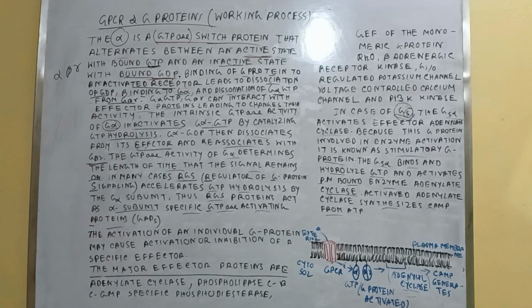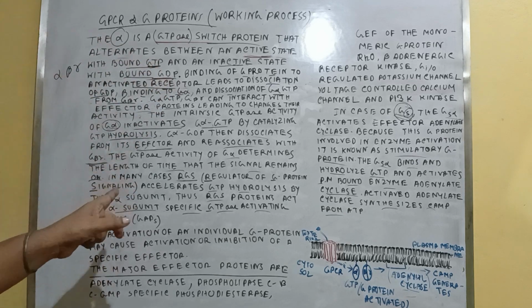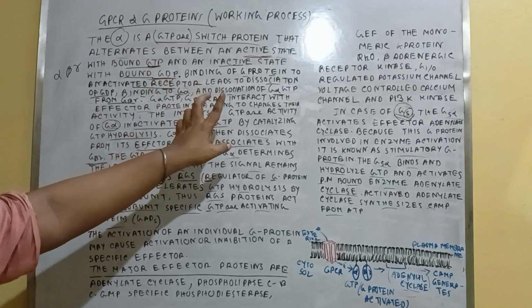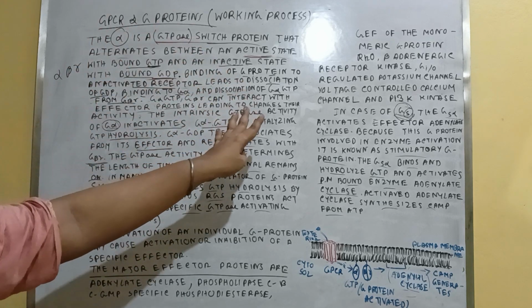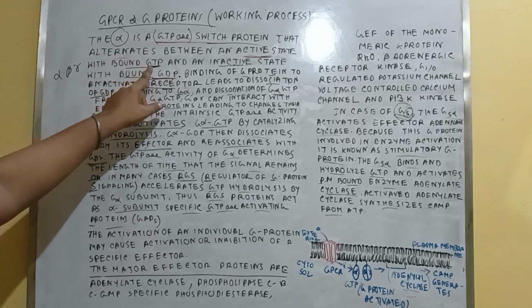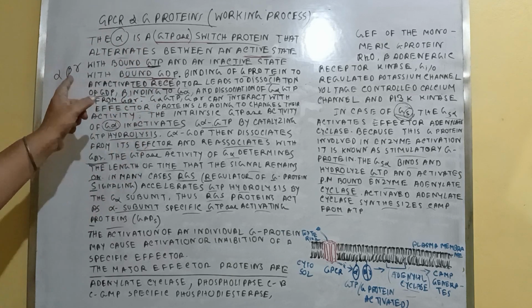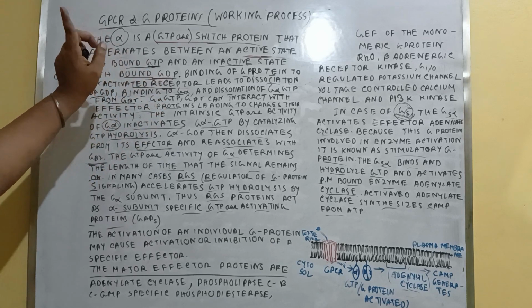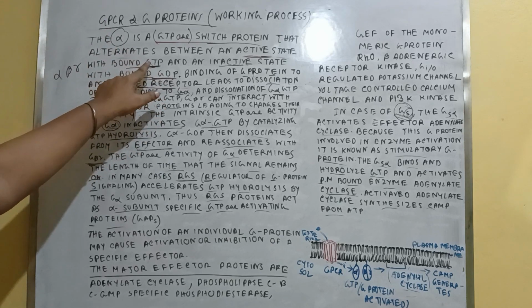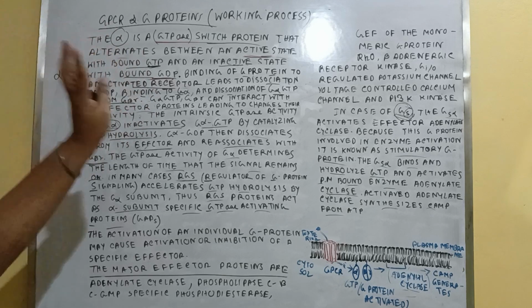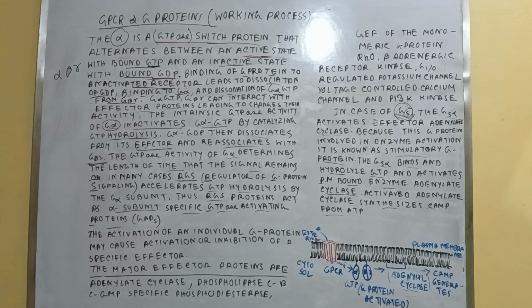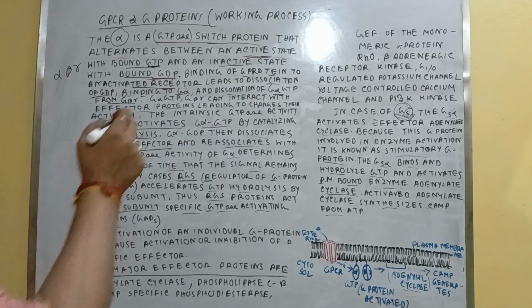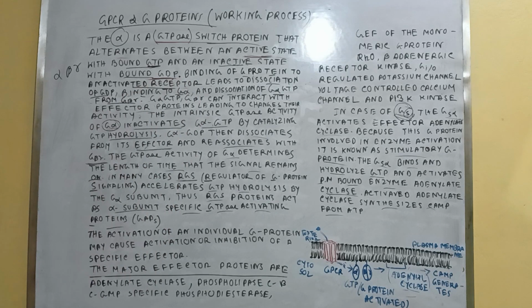Clear? So when GDP is bound with the alpha, then it is in the inactive state. But when GTP is bound with the alpha, then it becomes the active state. So when GDP is bound with alpha, it is the inactive state, and when GTP is bound to alpha, that is the active state.